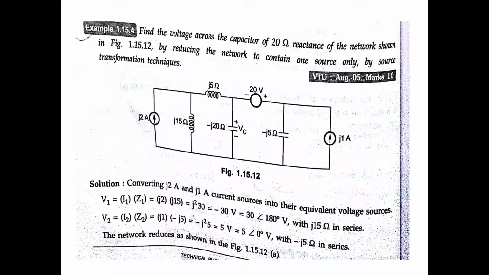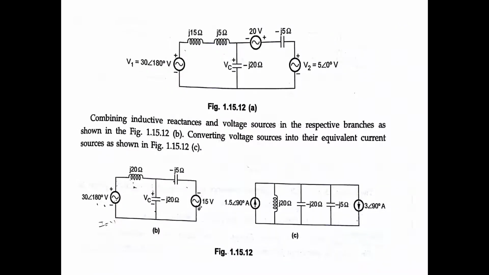Same thing, you calculate V2, that is I2 into Z2. That is j1 into minus j5, that is minus minus plus 5 at an angle 0, since j squared is minus 1. That is 5 volts, 5 at an angle 0, with minus j5 ohm in series. Okay, next, the j15 ohm, 5 ohm, 30 at angle 180, 20 volts. Minus j15, that is 5 at an angle. We calculated V1 and V2 using the current source to voltage source conversion.